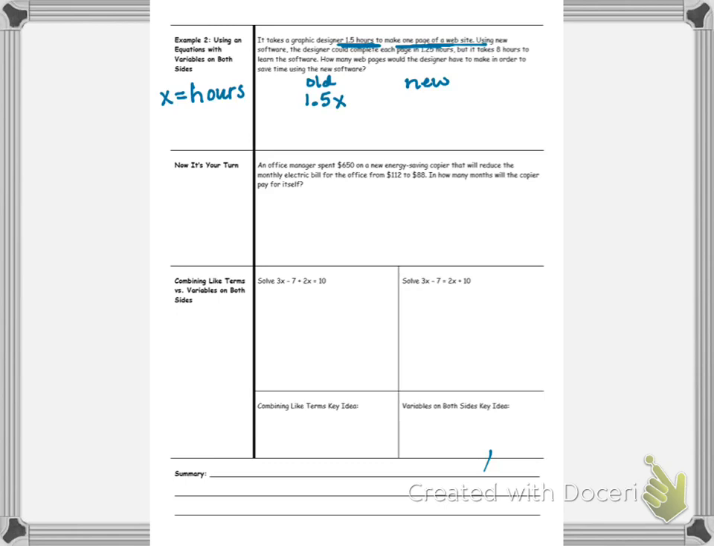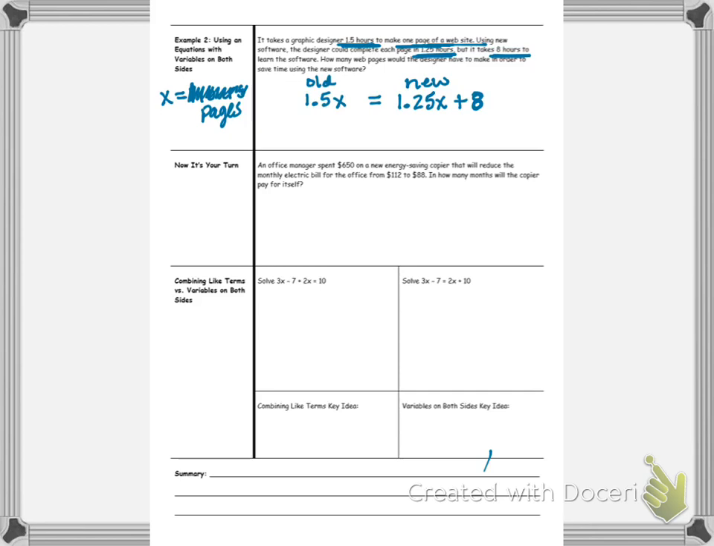Okay, so 1.5 hours, and the x is for your pages. Actually, I defined that wrong. That's your number of pages. My bad. Okay, is equal to, then it says each page, so 1.25 hours for your pages, but it takes 8 hours to learn the new software. So we have to take that plus 8 into consideration.